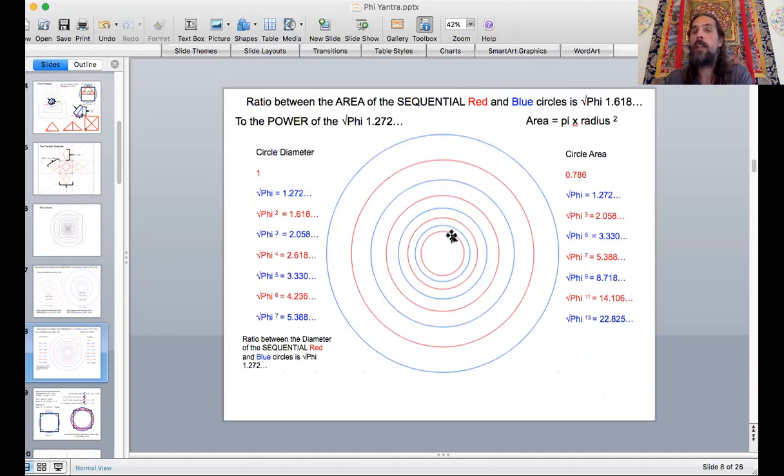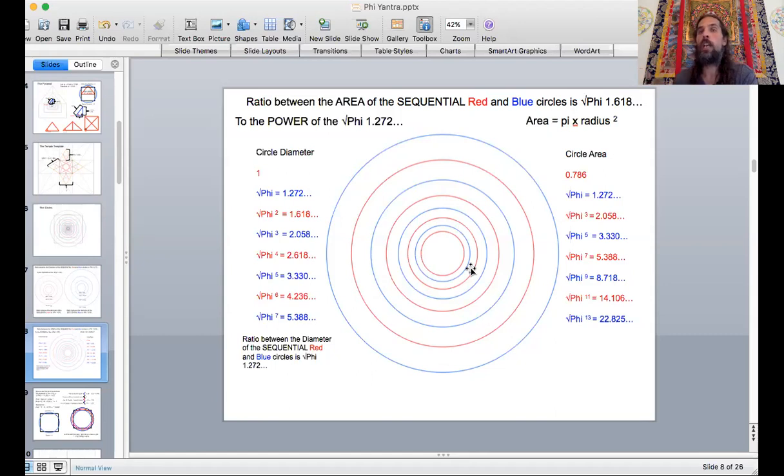And I started off with the area of a 1-inch circle here. And then that is in relationship to the area of the phi circle here, the square root of phi, which is amazing, that the circle with the diameter of the square root of phi has the same area as the square root of phi. It might be the only geometric circle that has the same diameter and area: the square root of phi.